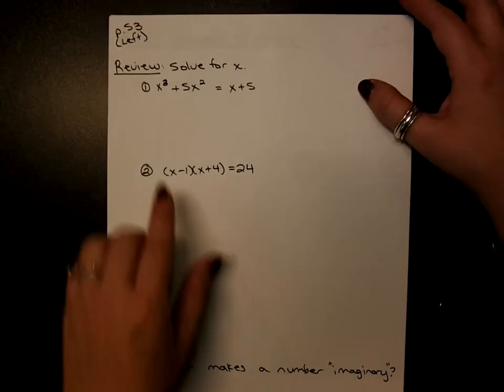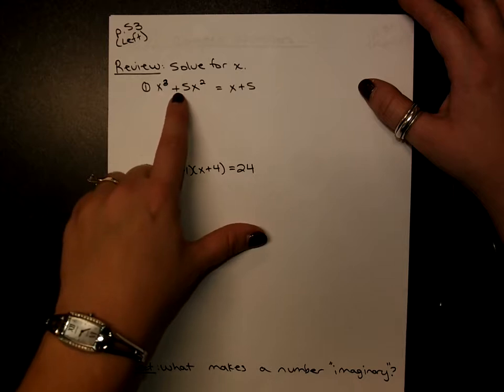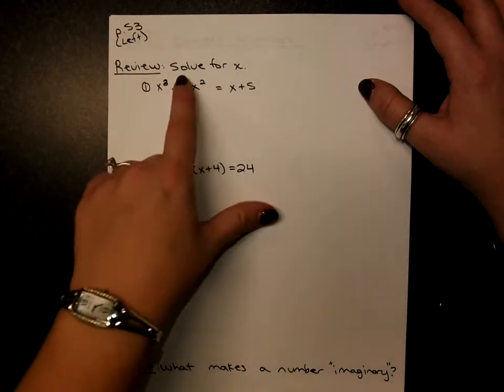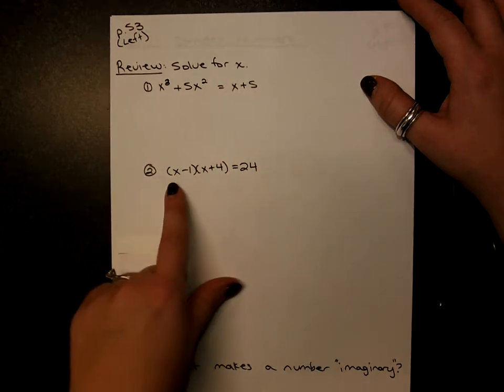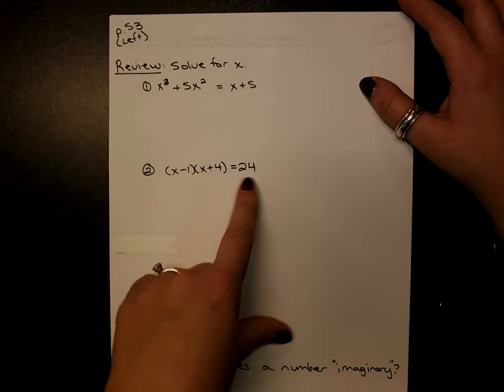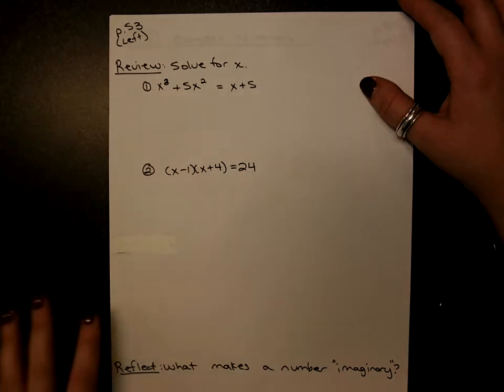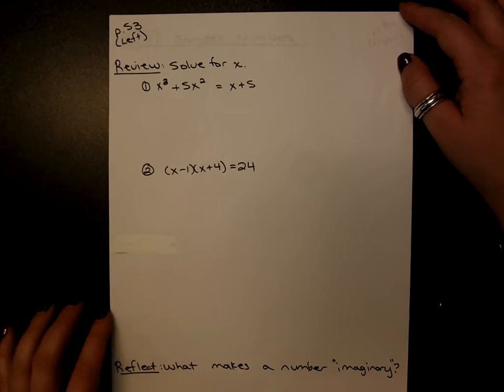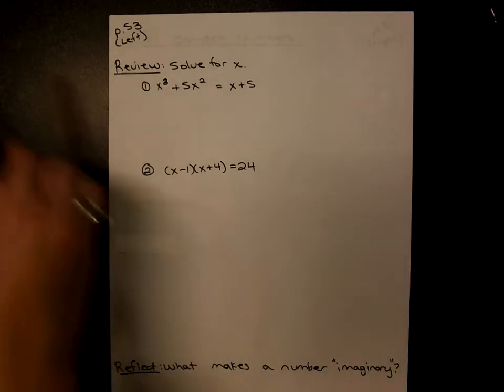But let's pause the video. This is x to the third plus 5x squared equals x plus 5, and you're going to solve for x. And then number 2, x minus 1 times x plus 4 equals 24, and you're also going to solve for x. So pause the video and write these two down, try them, and then go ahead and play the video to see the solution.